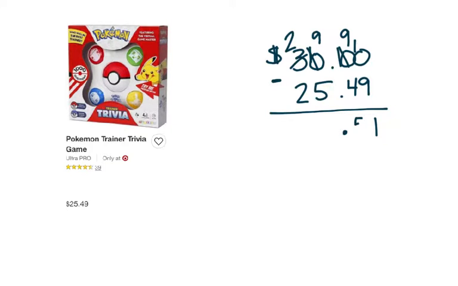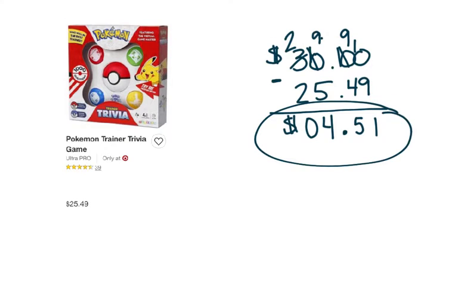9 minus 4 is 5. My decimal point, bring it straight down. 9 minus 5 is 4. And 0. How much change should I get back? $4.51. So, what would the cashier give me back? What would be the least amount of change that I would get back?